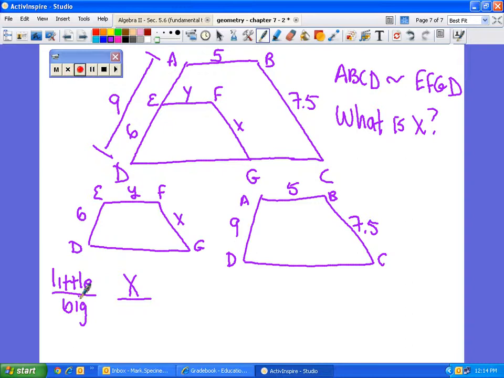It's got to be little over big and then little over big. If you put little over big and then big over little, you're going to get the wrong answer. Yes, sir? I got ratios mixed up with proportions.